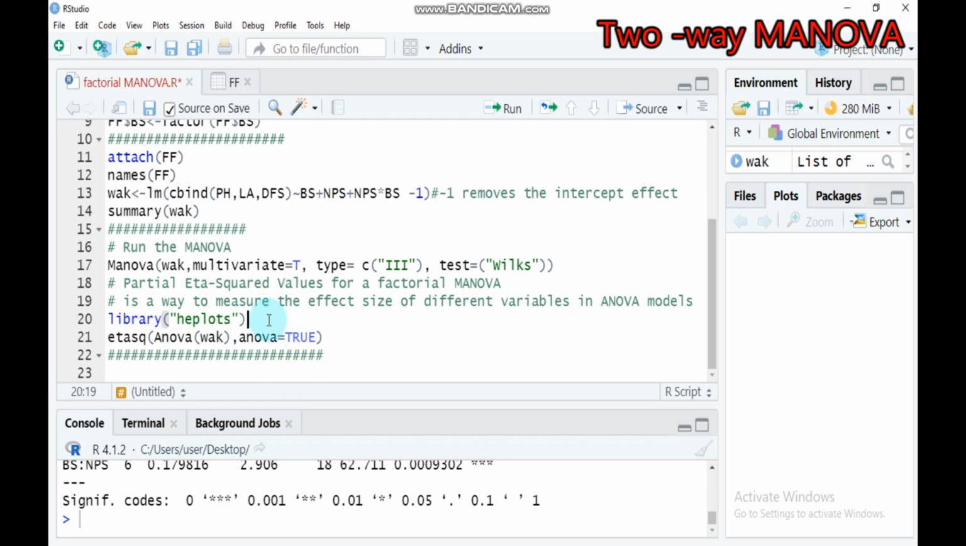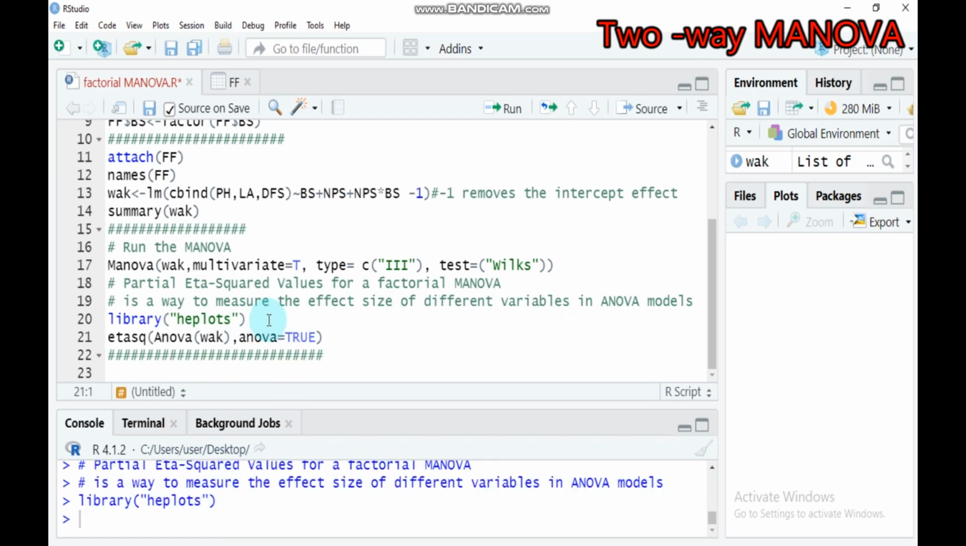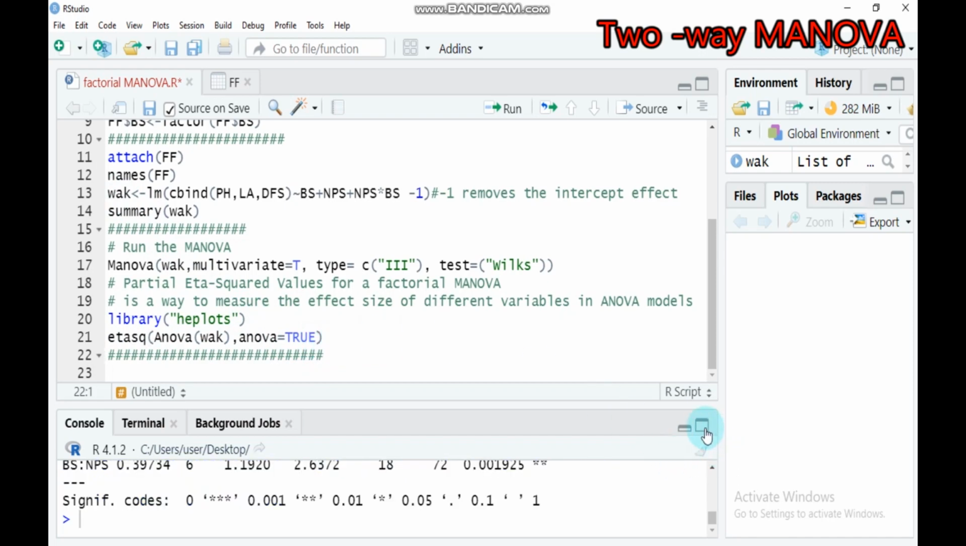So type this and submit to RStudio. Then you can easily calculate the ETA squared value for our multivariate analysis of variance. In order to do that, you have to use the function etasq, and here is anova. Then write your model. So our model is WAC, and anova is equal to TRUE. So we will get such a result.